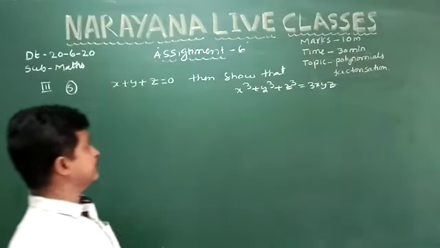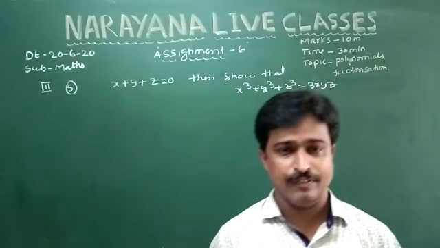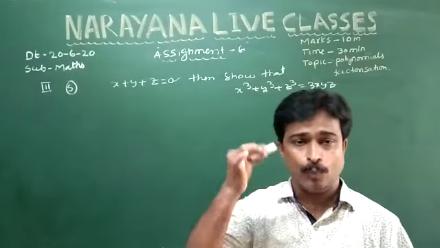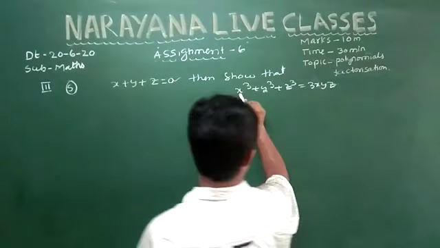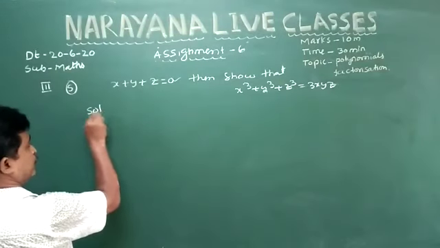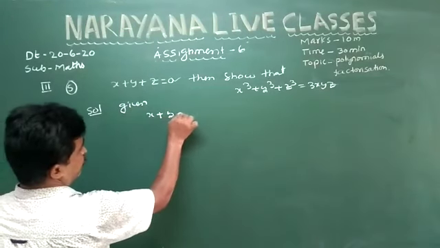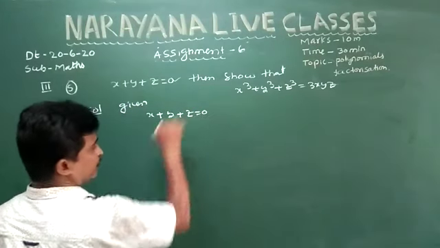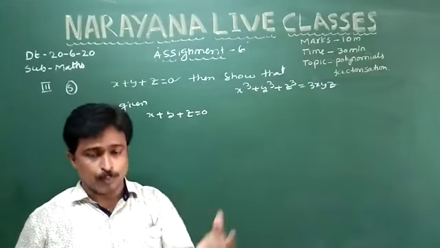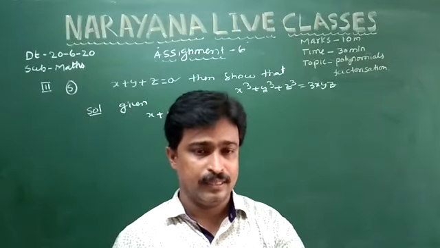Here we prove this. In the given data, x plus y plus z is equal to 0. To prove: x cube plus y cube plus z cube is equal to 3xyz. First of all, coming to the solution, first write the given x plus y plus z equal to 0. You observe, in the given answer there are all cubes, so here we apply cubing on both sides.